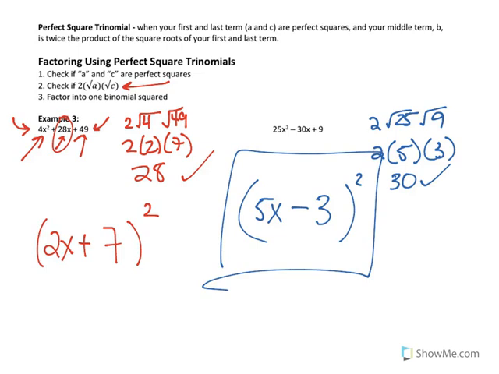So it's just something you might notice. If you factor the other way, it's going to work too. You're just going to factor it down to say 5x minus 3 times 5x minus 3, which is the same thing.